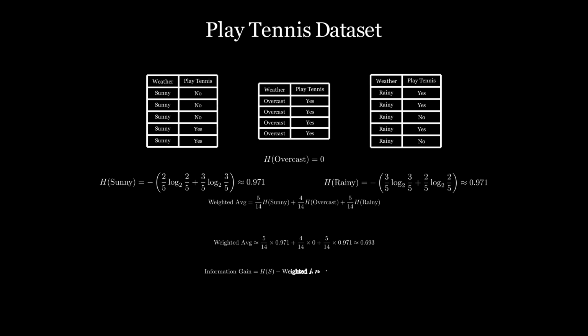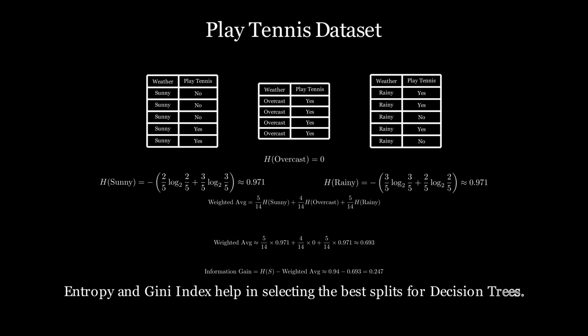The information gain is the difference between the original entropy and the weighted average entropy. 0.94 minus 0.693 equals 0.247. In conclusion, entropy and Gini index are crucial for building decision trees. They help in selecting the best feature to split the data. Aiming for purer subsets, lower entropy or Gini index indicates better splits.